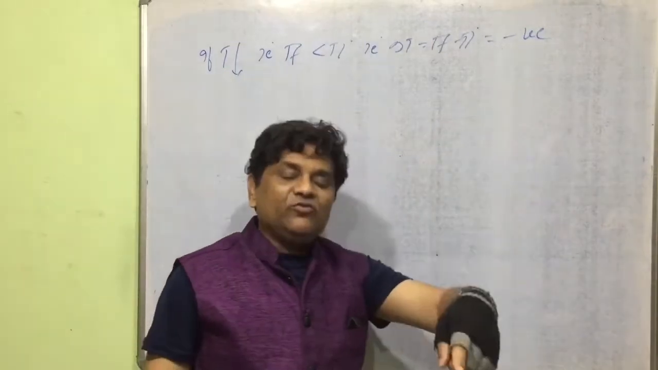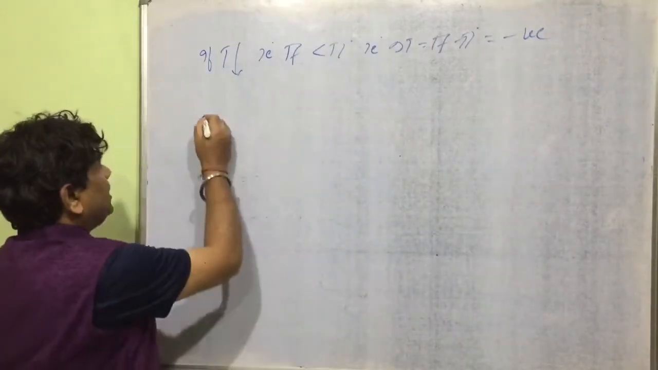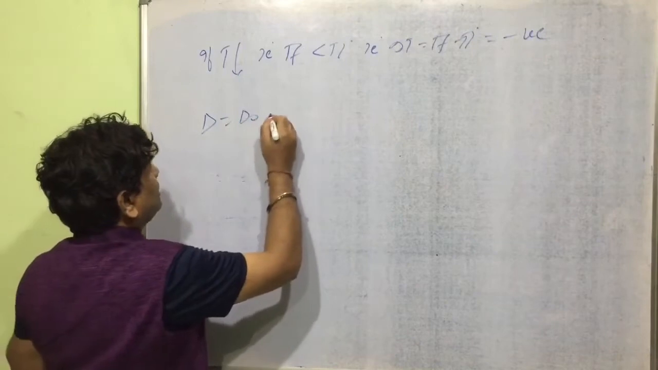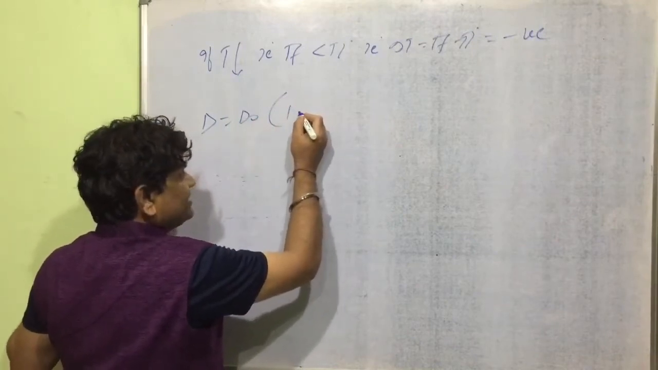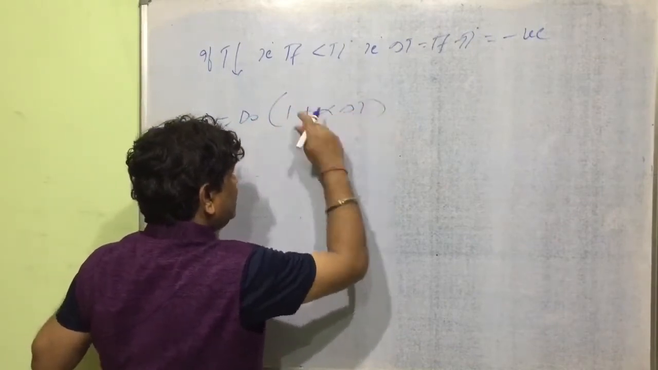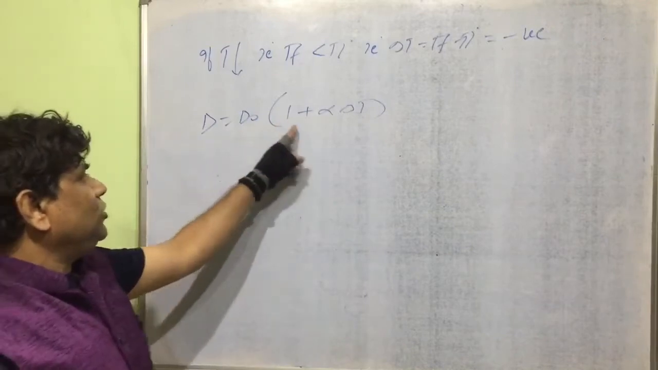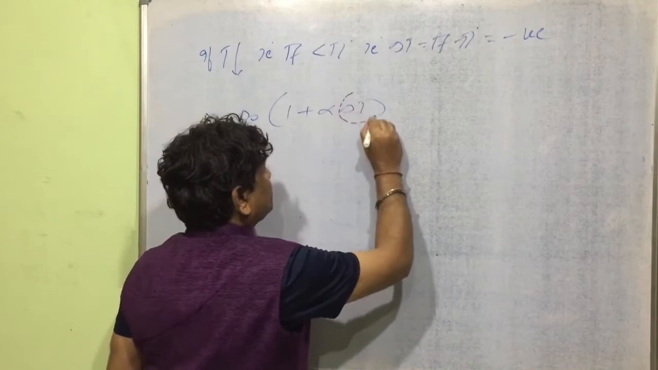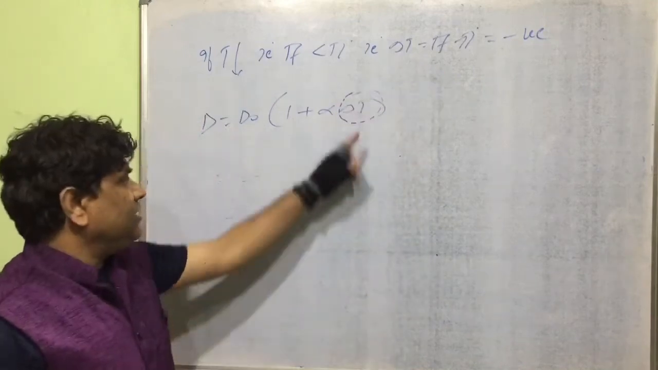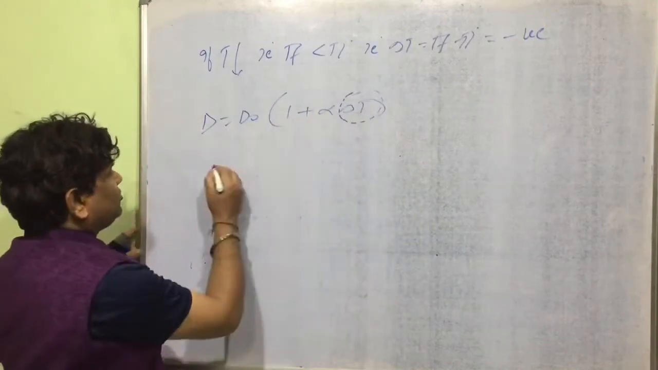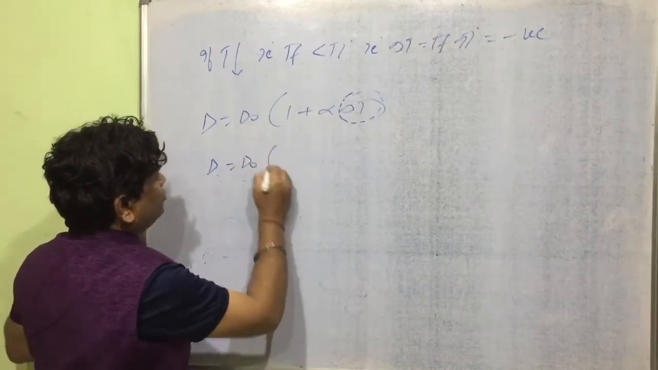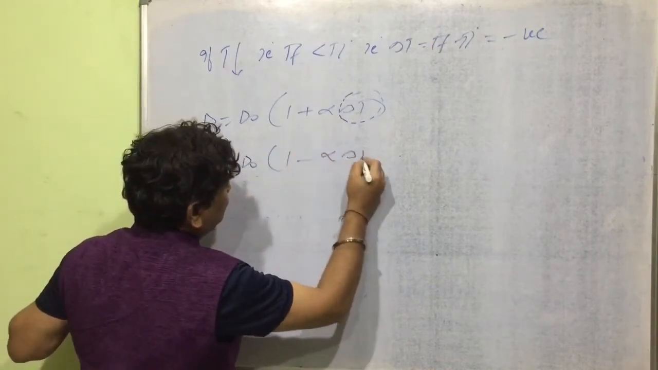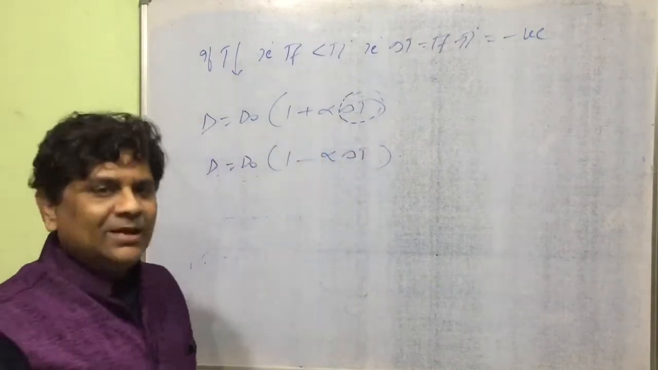Now this negative value we can put in the previous relation of D is equal to D naught into 1 plus alpha delta T. In this relation delta T is not positive, delta T is negative. So this negative delta T we can put here. D will become equal to D naught into 1 minus alpha delta T.